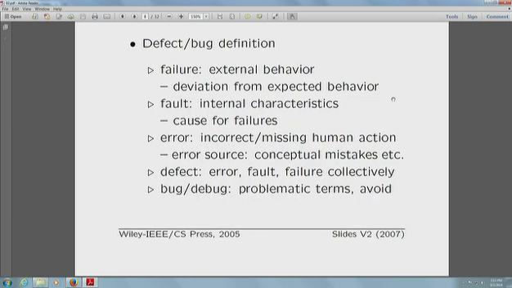Error is the missing or incorrect human action that caused the fault to be injected into the system. Okay, that is the error. In this case, the error is that I kind of used something from somewhere else for this one. That is improper use. I grabbed that one, put it here. That is the error. That's the action.